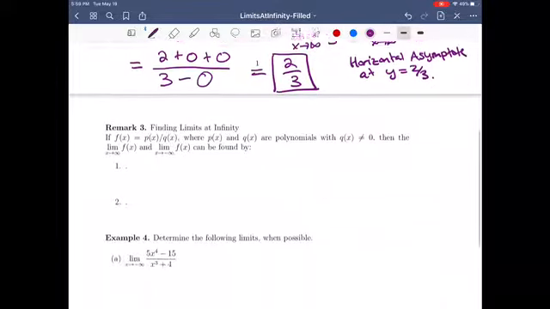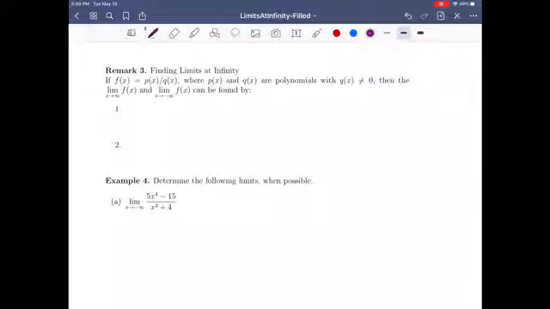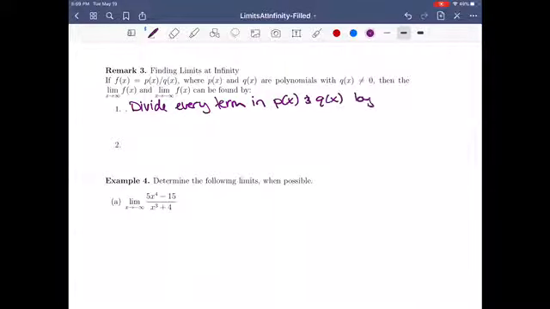Okay, so the technique we just used: if you have a rational function, where f of x is p of x over q of x, where these are both polynomials, and q of x is not 0, obviously, then if you want the limit as x goes to infinity of f of x, or the limit as x goes to negative infinity of f of x, what you can do is divide every term in both the top and the bottom, so in p of x and in q of x, by the highest power of x in the denominator, so in q of x.